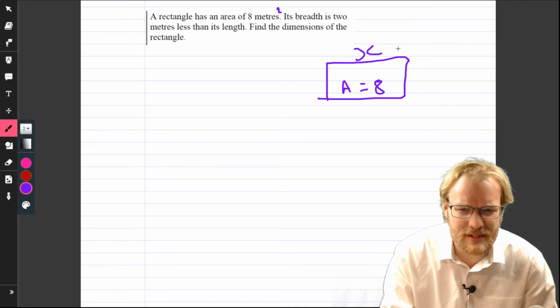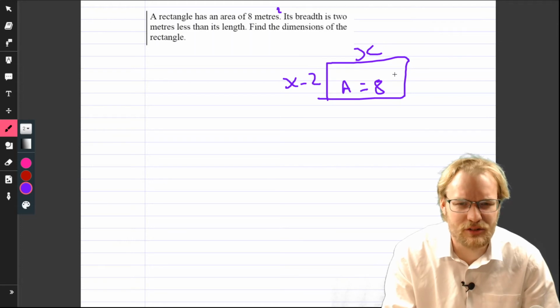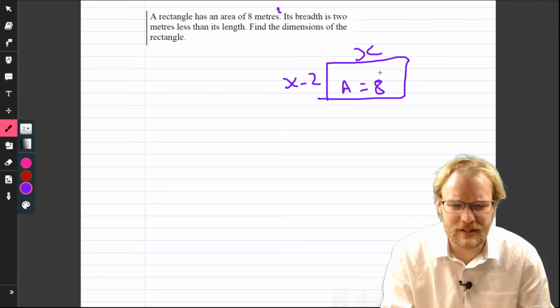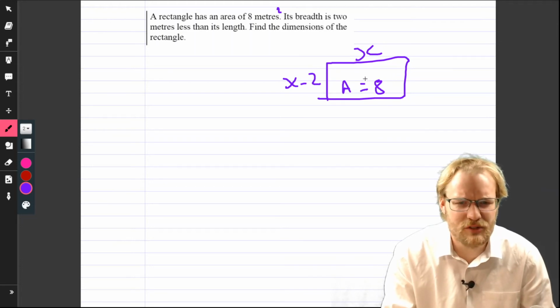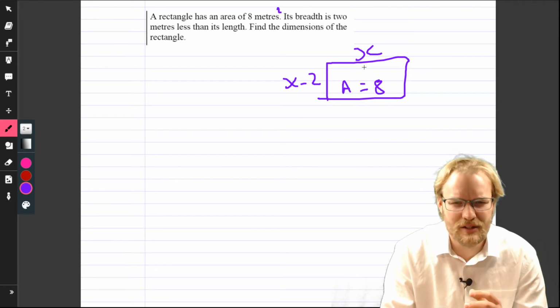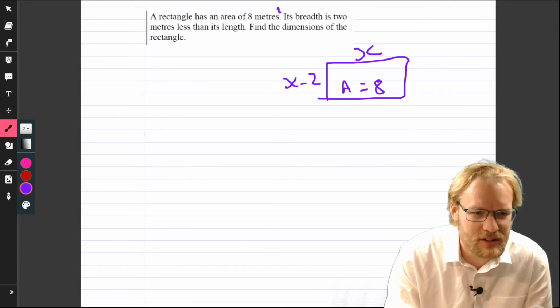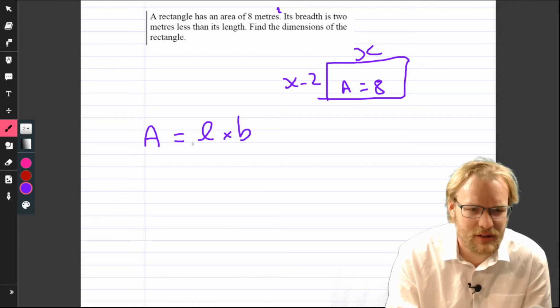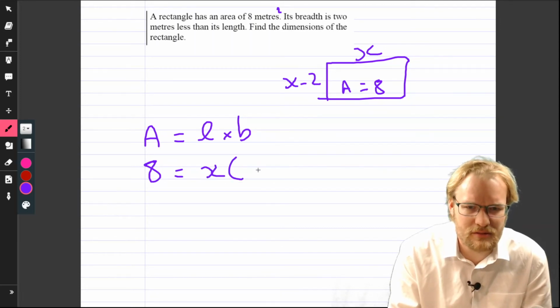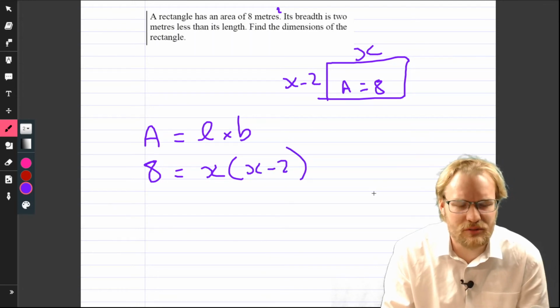If this one's x, what is this one? Well, we're subtracting 2 from that one, so it's x minus 2. There's our equation, just waiting to be had. How do we work out area? Well, area for a rectangle is just length times breadth. So our area is given to us. It's 8 equals x, which is the length, times x minus 2.